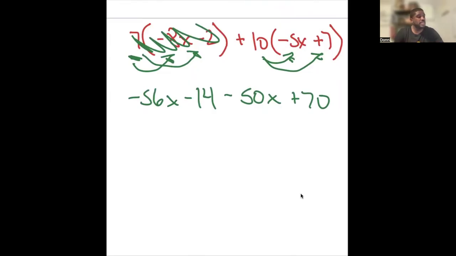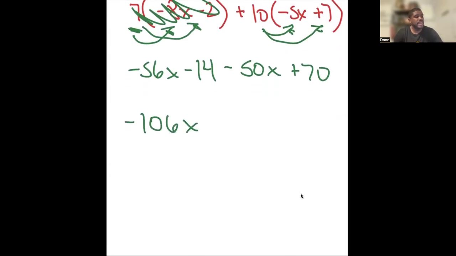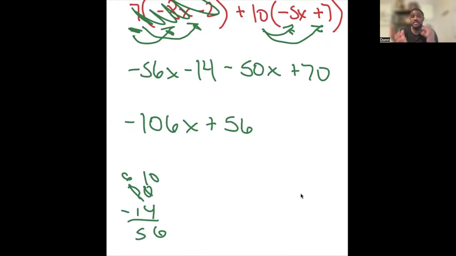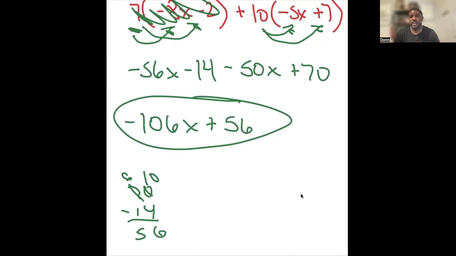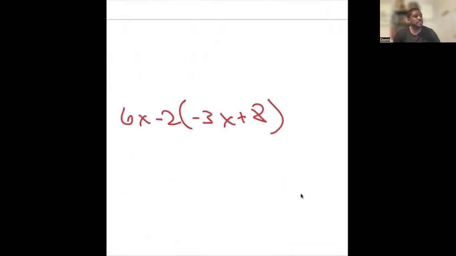With this negative 56x and this negative 50x, I know that should be negative 106x. And then I have this 70 and negative 14, where I'm going to do a little quick math here. That is 56. So this will be negative 106x plus 56. I have nothing else to combine here because negative 106x is an x and 56 is just a regular number. We are done. Let's go to the next problem.